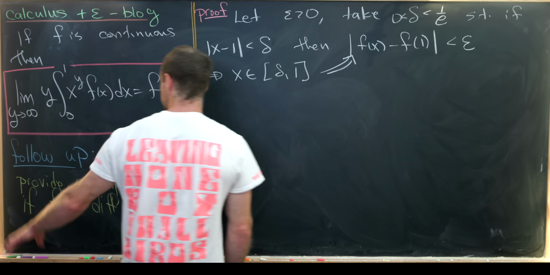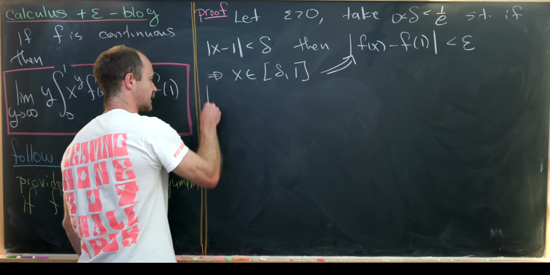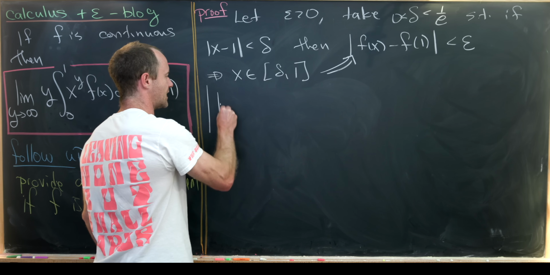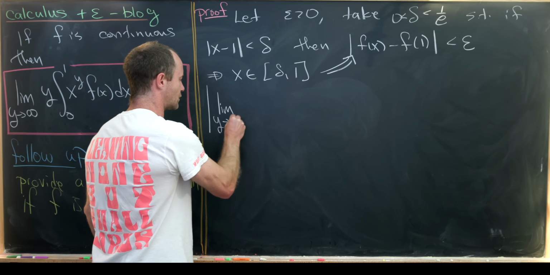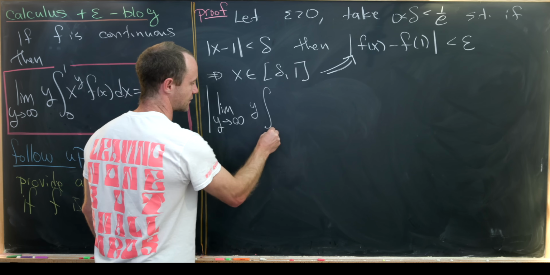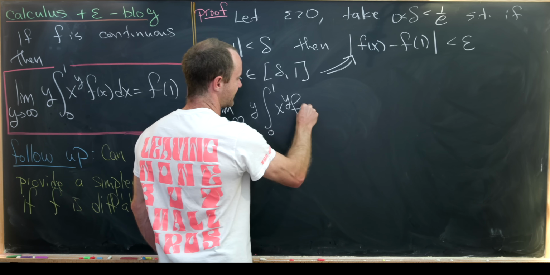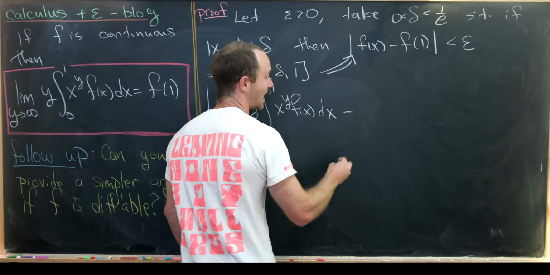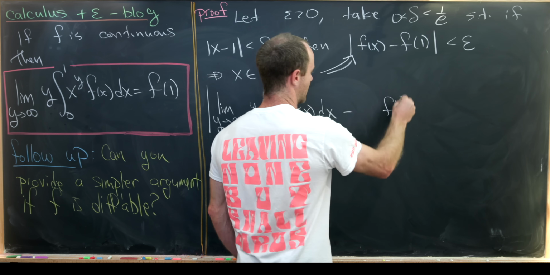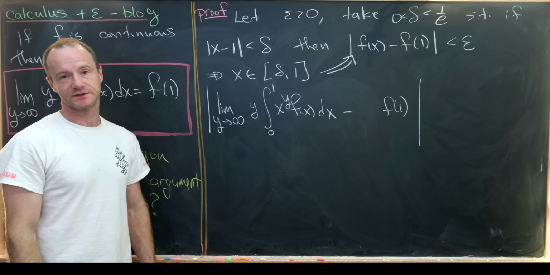Okay, so now let's take the absolute value of the difference of this left-hand side and this right-hand side. So that's going to be the absolute value of the limit as y goes to infinity of y times the integral from 0 to 1 of x to the y times f of x dx minus f of 1. Okay, and this is the thing that we want to show is less than epsilon.